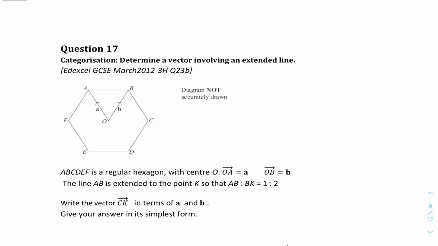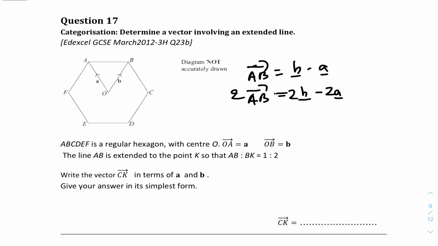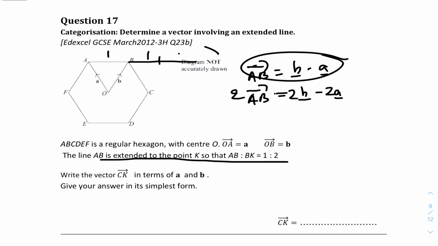So, in question 17, write the vector CK in terms of A and B. So we have AB equals B minus A. Therefore, 2AB equals 2B minus 2A. And we need that because we know that AB is extended to the point K, so that AB equals BK. So we basically have this and this. So this is 1 and this is 2, in terms of parts, so like 1 part. And AB is this. That means that this right here is basically 2B minus 2A.